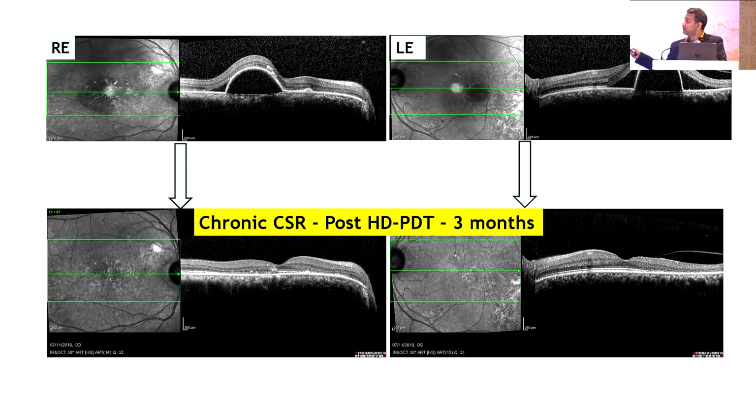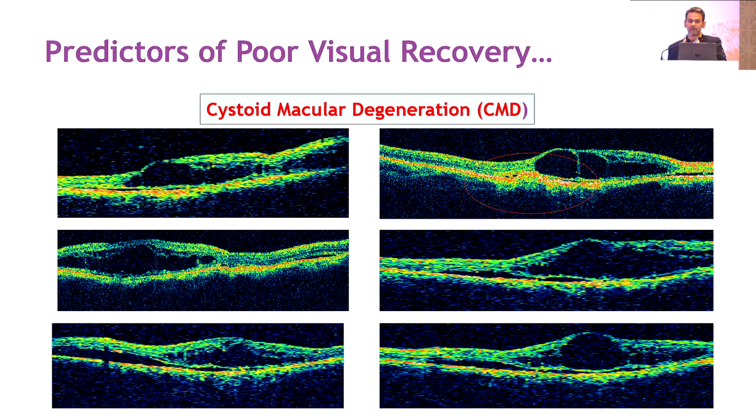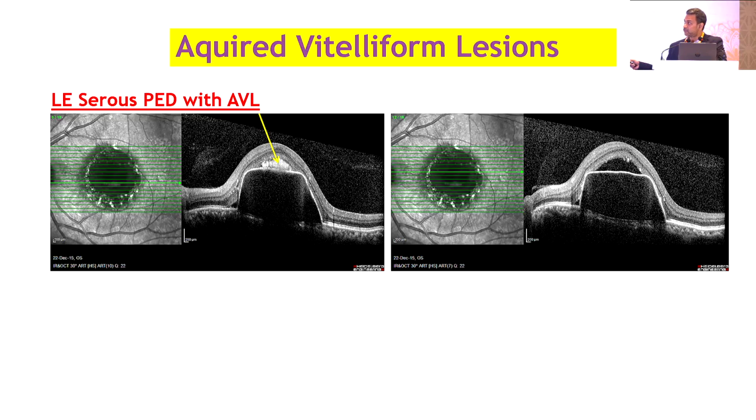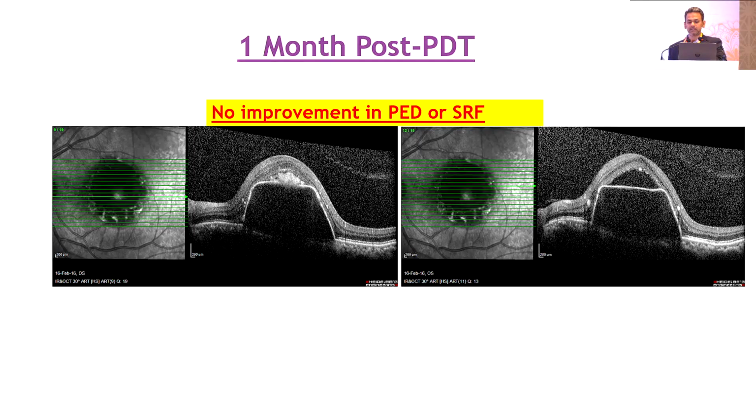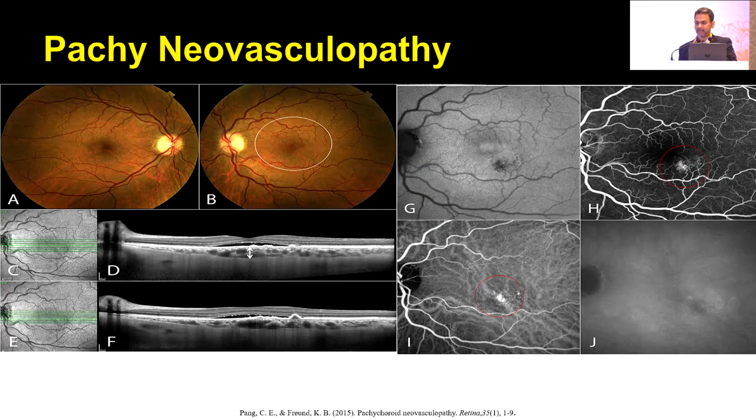So this is the PED and the fluid disappearing after 1 month and after 3 months of half dose PDT in this patient. There are some OCT biomarkers which determine the outcome. A worse outcome is expected when you have these large cystoid spaces, something called CMD or cystoid macular degeneration. This is a poor biomarker, as are acquired vitelliform lesions. You see these hyperreflective acquired vitelliform lesions in the subretinal space overlying the PED. Here you can see that's a poor biomarker, and after treatment there is no response even after a half fluence PDT. So the next entity is pachyneovasculopathy.